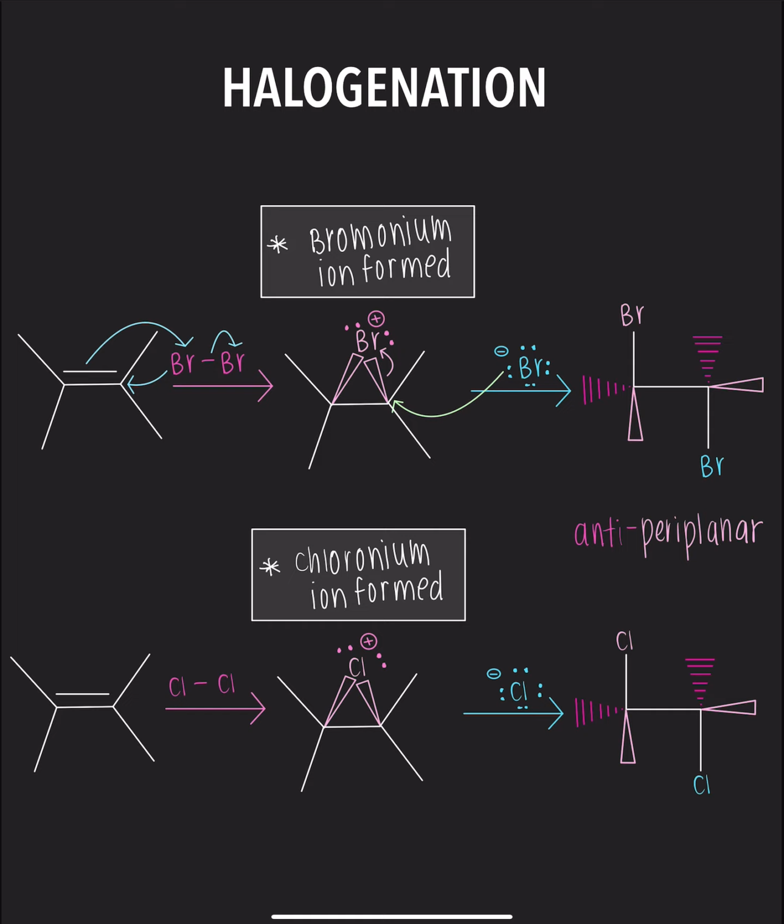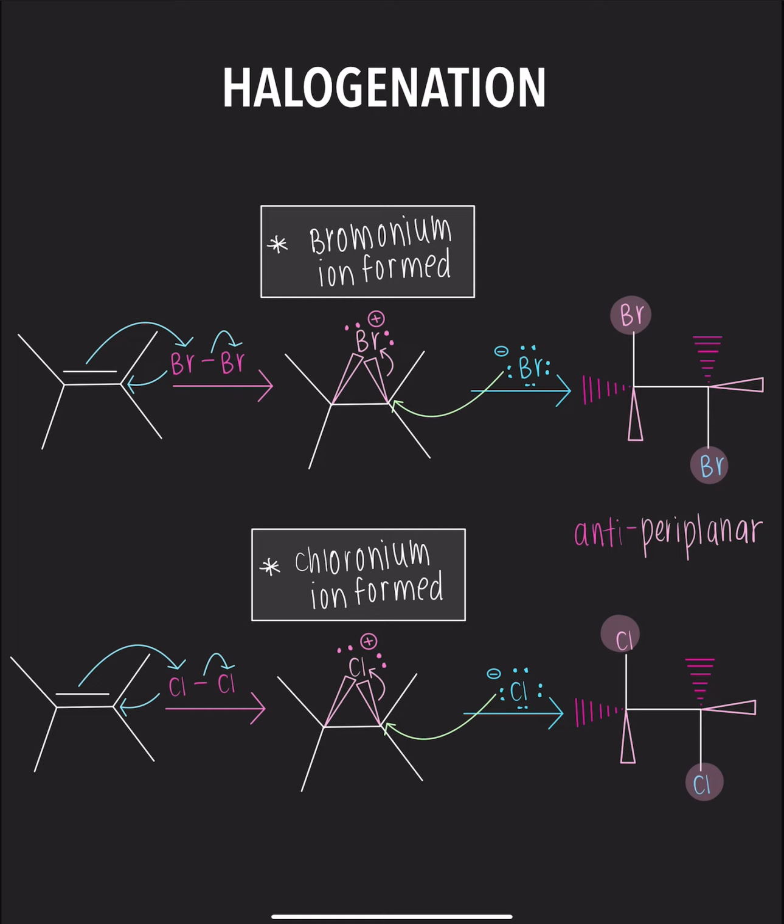Well, again, the double bond is going to attack chlorine. Chlorine is also going to be attracted to the carbon. The other electrons are going to go to the other chlorine. Chloronium ion is going to be formed. The chlorine with the negative formal charge is going to attack the carbon. Then those electrons are going to go to the chlorine. And then again, the chlorines are going to be antiperiplanar. Antiperiplanar, the way that I like to think about it is that if you look, they are 180 degrees apart from each other.